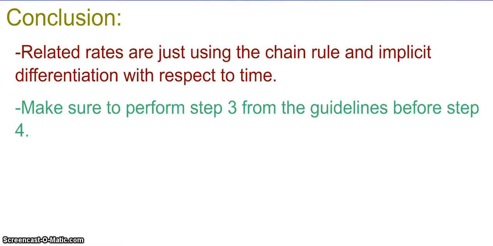So, related rates are just using the chain rule and implicit differentiation with respect to time. They're almost always word problems, so we do need to be able to draw our picture. We need to understand how the rates are related, right? It's not just a clever name. Also, we want to make sure that we perform step 3 of the guidelines before we perform step 4. Otherwise, you will get incorrect rates.